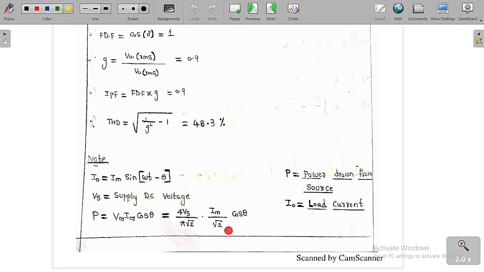Or the amount of power which is supplied by the source. So simply we can say that we get the RMS value of the fundamental component of the output voltage times the RMS value of this current times cos theta. Theta is the angle between the fundamental component of the output voltage and this current. Both terms have the same frequency omega. So this is the expression that we are going to get.